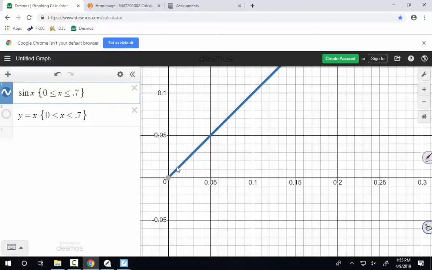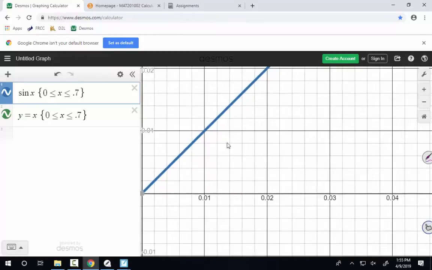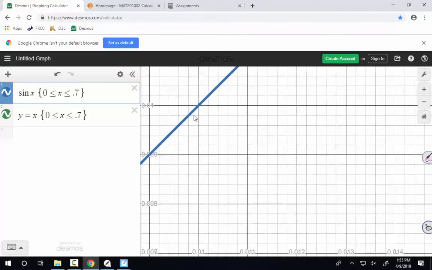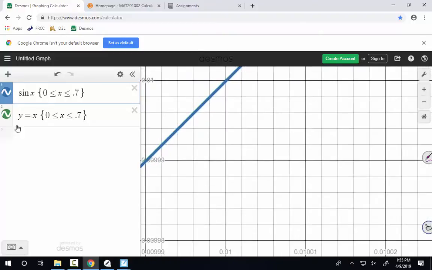So keep that value in your mind here. Notice I'm turning on the line, and we're this close, you can't even see the line because it's directly on top of the sine function. So let's see how close we actually have to get if this software will actually show us the difference between that. It might not.